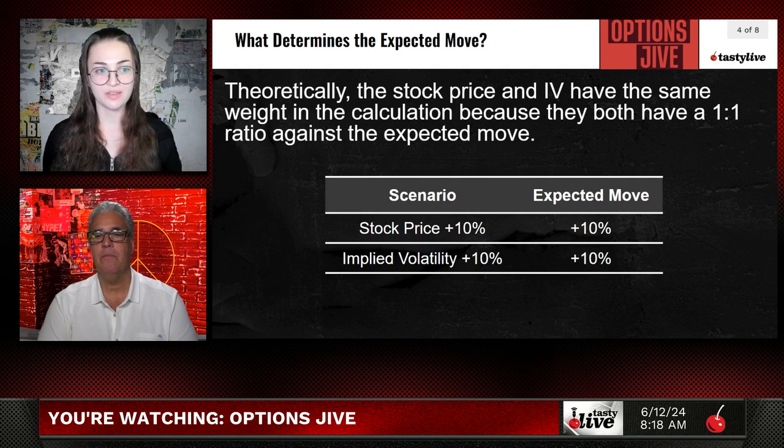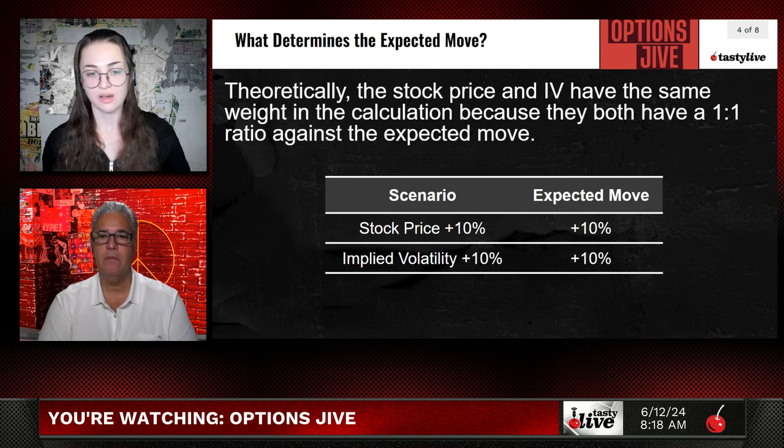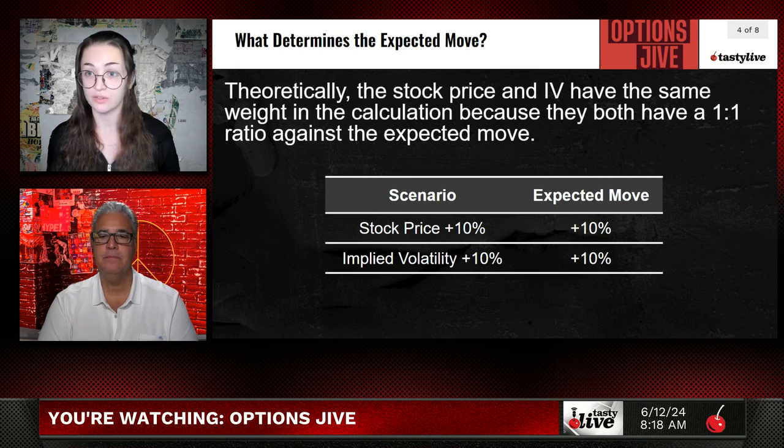Theoretically, the stock price and IV have the same weight in the calculation because they both have a 1-to-1 ratio against the expected move, which makes sense based on that equation that we looked at a little bit earlier.